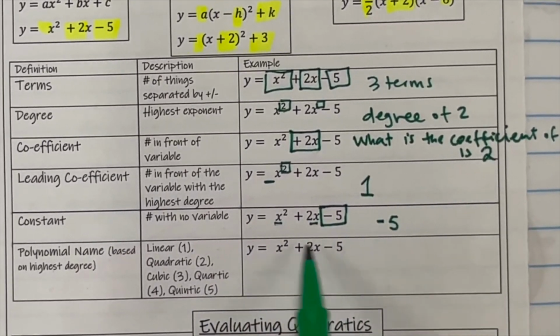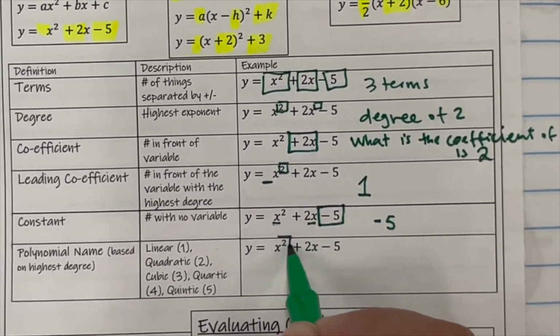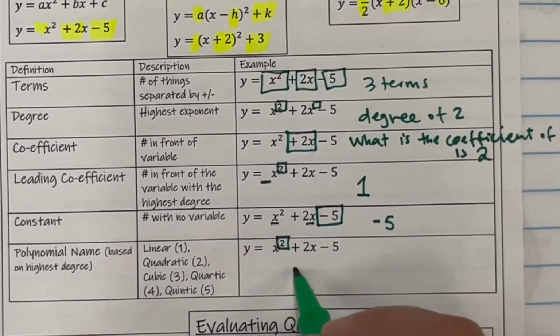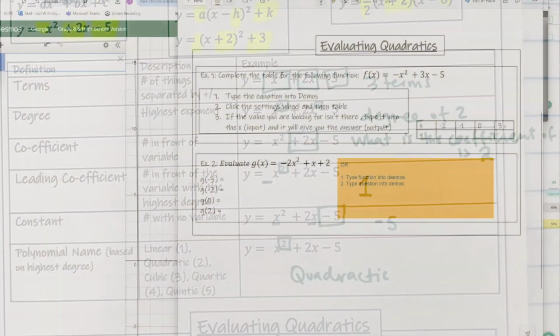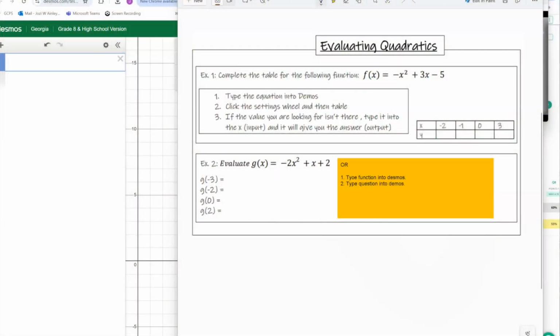So looking here, what is the highest degree? The highest degree is squared. So this is what? Quadratic. And that makes sense because that's what we're going to be talking about. So this is quadratic. All right, please go ahead and pause the video and copy this down on example 2 under evaluating quadratics.